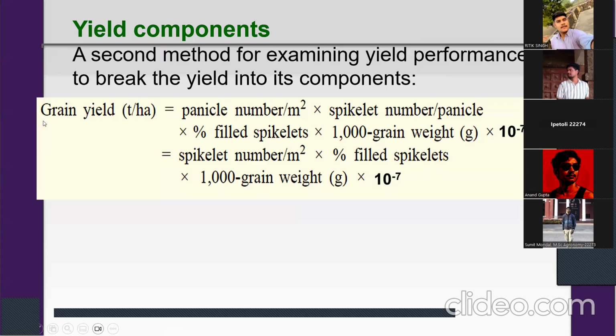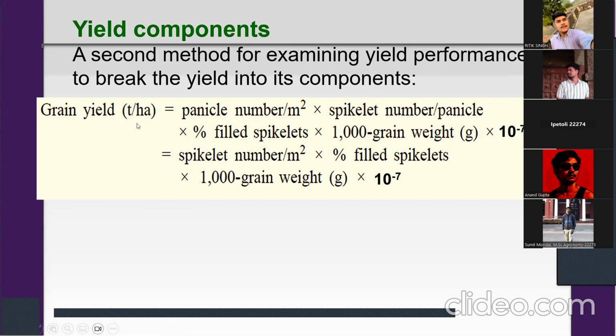If grain yield is given to you and panicle number per meter square is not given and other parameters are given to you, you can easily calculate panicle number per meter square. If spikelet number per panicle is not given to you, but other parameters are given, grain yield is also given, then you can easily work out the spikelet number per panicle. So this is called reverse calculation. I can call it reverse calculation.